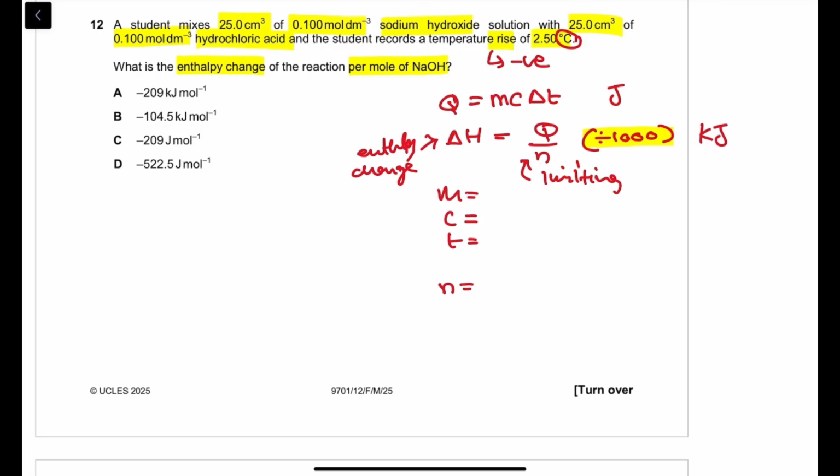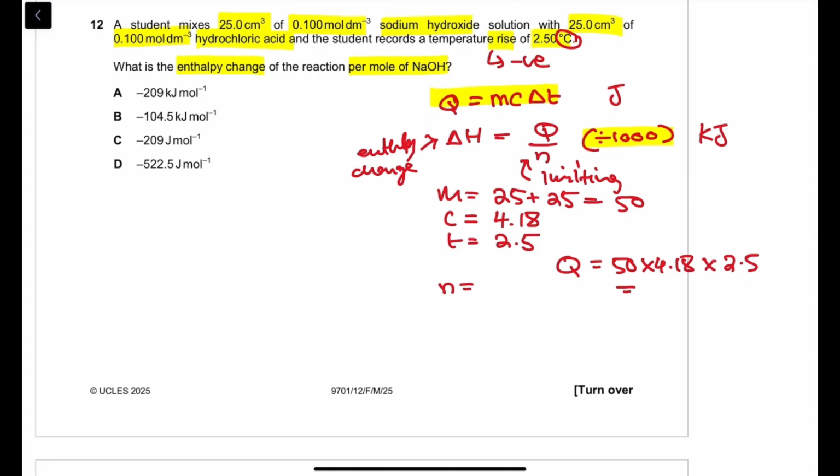So let's actually start calculating. So what is our M here in this equation? Our M is going to be our total volume, which is 25 centimeters cubed of each. So our M is going to add up to equal 50. C is known, it's always 4.18. Our T is our temperature change, which in this case is 2.5. So if we calculate our Q, we're going to get 50 times 4.18 times 2.5, which equals 522.5.